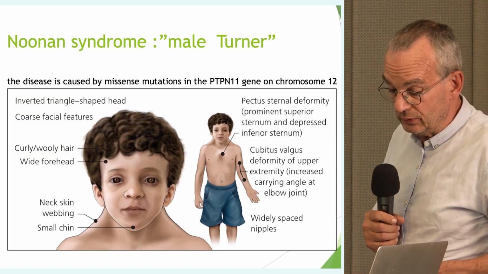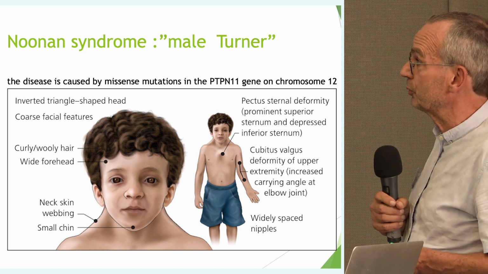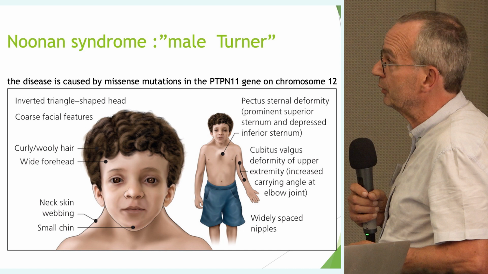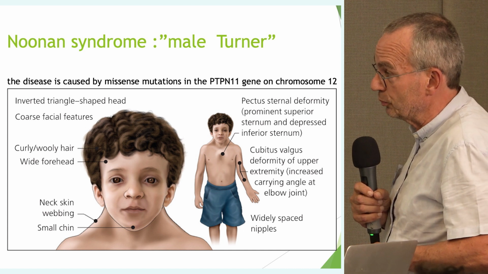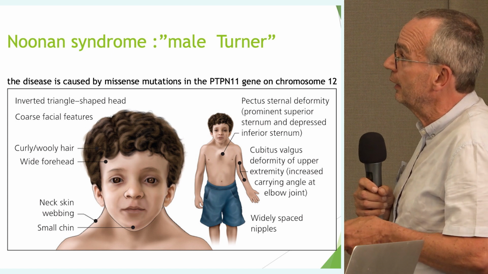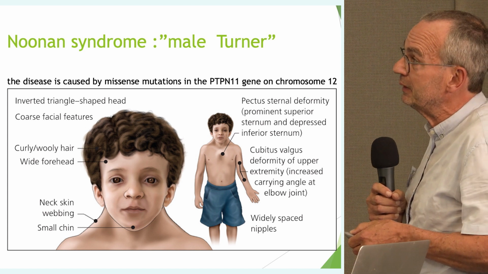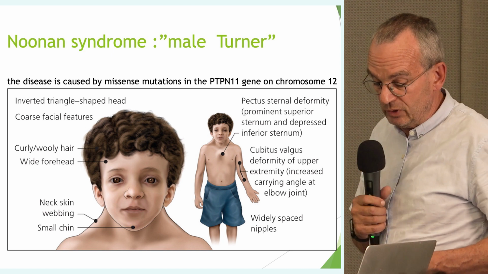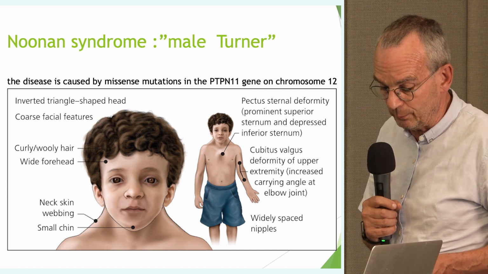A more recent indication are children with Noonan syndrome. It's also called male Turner because in the clinical presentation there is some resemblance with Turner syndrome. They also have this cubitus valgus. They also have some webbed neck. They have a typical coarse facial appearance, and most of the patients with Noonan syndrome have mutations in the PTPN11 gene on chromosome 12. Also, these patients are treated with a Turner dose of 50 micrograms per kilogram per day.